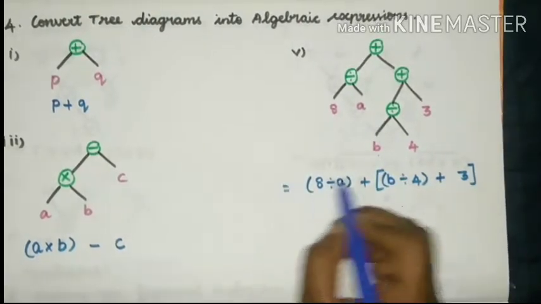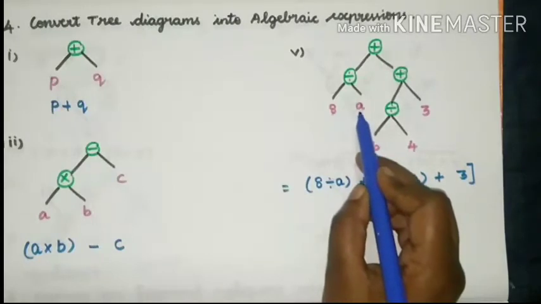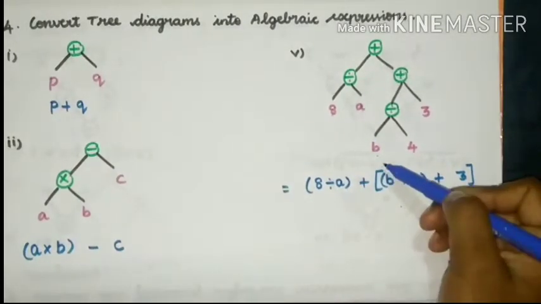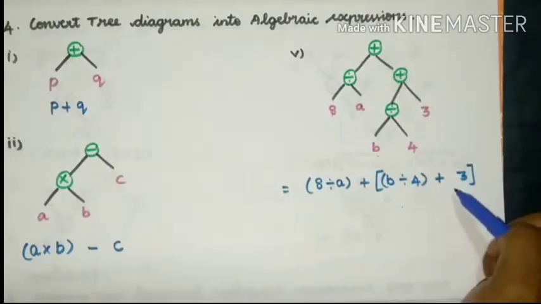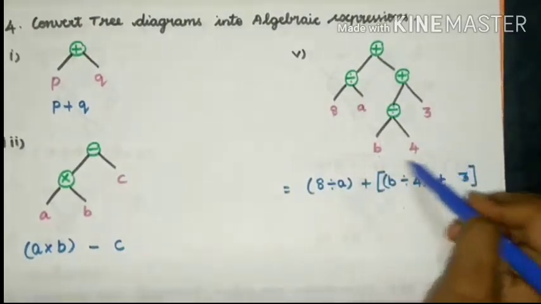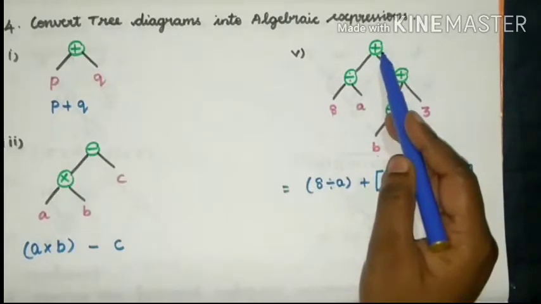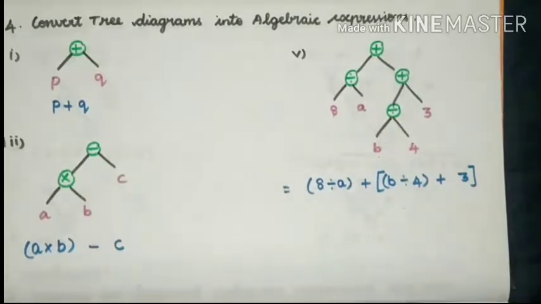Students, it's clear now? First you have to write 8 divided by A. Then start with backwards. B divided by 4 plus 3. And then this whole term is connected with the operation addition.